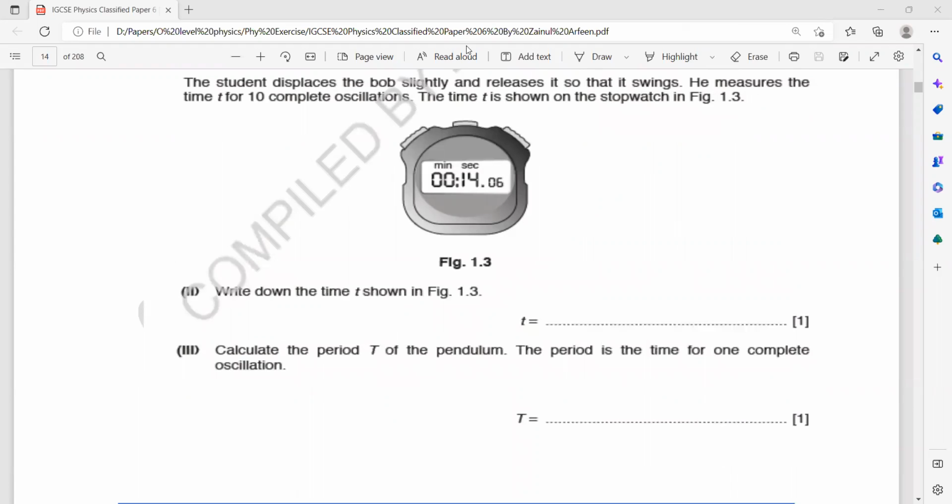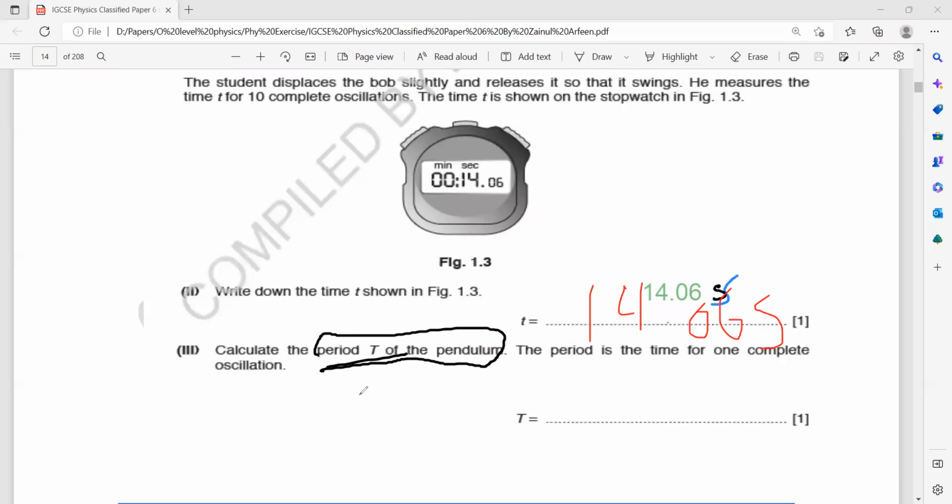Then what is the time for 10 oscillations? So this is 14.06. Don't forget to write the unit, second. Then the time period means the time for one complete oscillation. So what is the time period? If we want the time period, it is the total time divided by the number of oscillations. Here 10, so this will become 1.406 second.